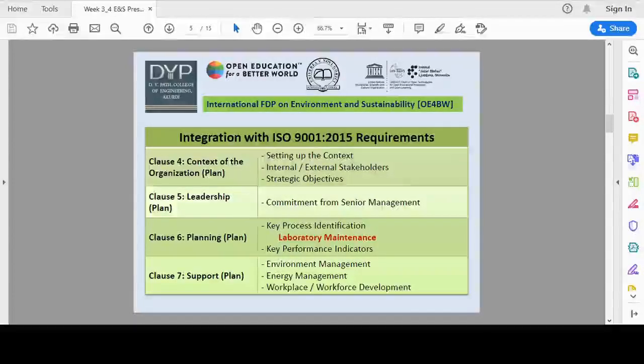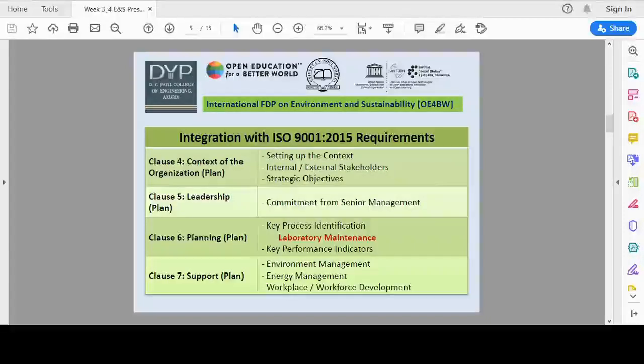ISO 9001-2015 has 10 clauses. In this, clause 4 sets the context of the organization. Using the internal and external stakeholder interaction, the educational institution can define their strategic objectives. Clause 5 talks about the commitment from senior management to the QMS. Clause 6 defines the planning. In this clause, the organization has to identify key processes and the performance indicators for each process.